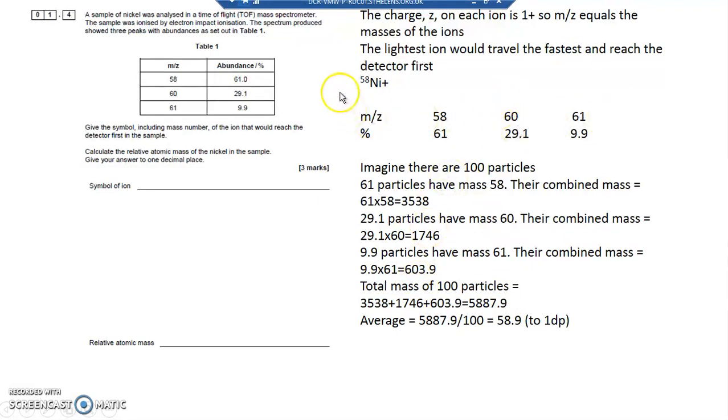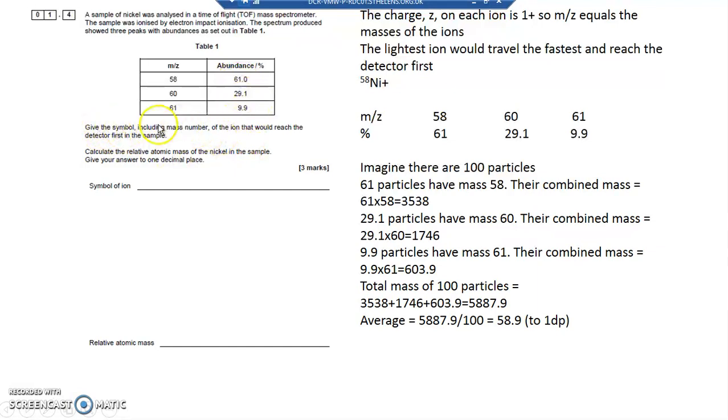I've got 100 atoms, that's what I decided at the beginning, so if I divide by 100, the total mass divided by the number of particles gives me the average mass of a particle, 58.9. I've put it to 1 decimal place because these values are to 1 decimal place. The question says give your answer to 1 decimal place anyway. So I've given it to 1 decimal place to concur with these ones here that I've got 1 decimal place.